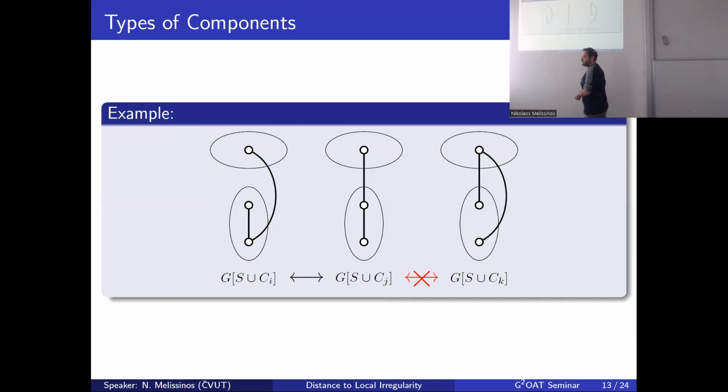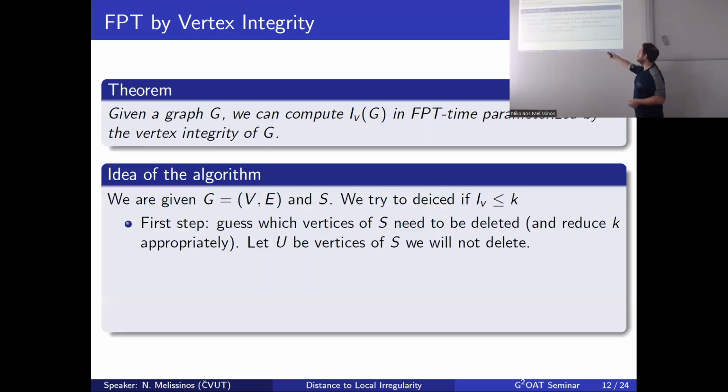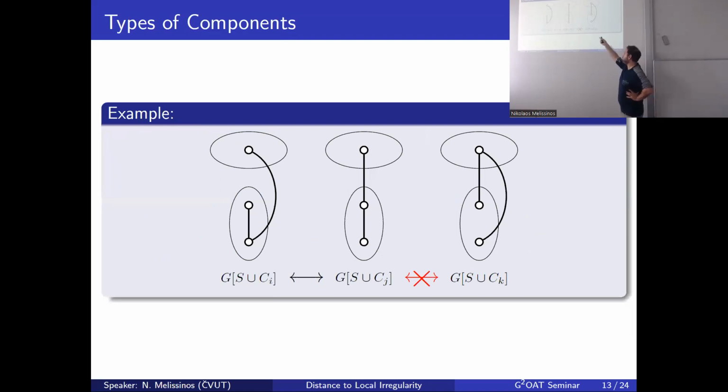So let's see what I mean by grouping components together. The idea is if two components, with respect to the deletion set, are isomorphic, then they're going to be in the same group. So for example here, the first two are isomorphic with respect to the deletion set. This set at the top is S. Those two are isomorphic with respect to S, but the third one is not. So those two are in the same group.